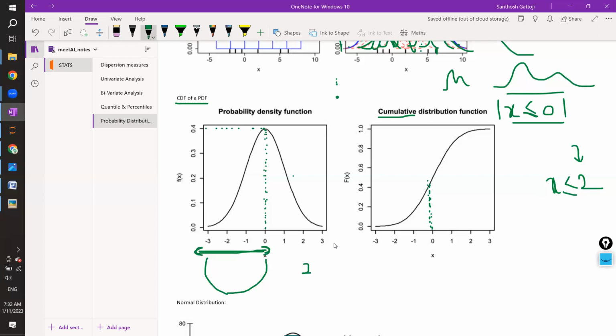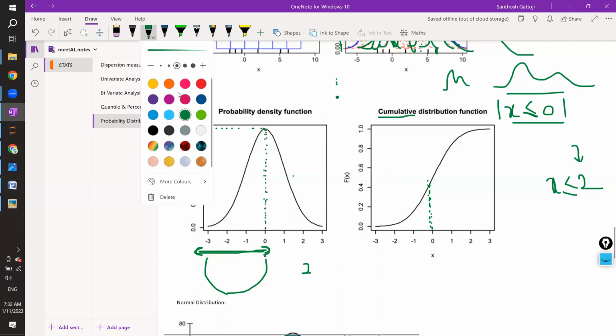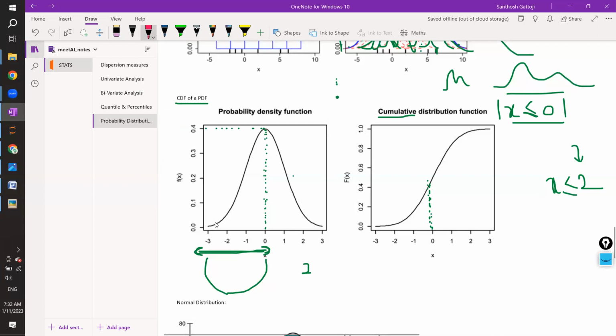You mean area between -3? That's what you... Correct. Perfect. Okay. So here, the area between -3.